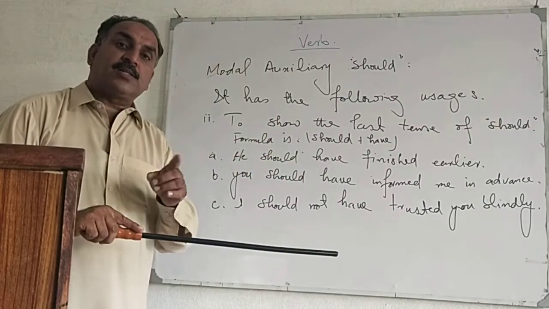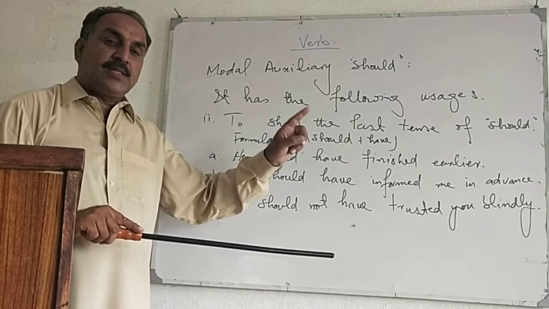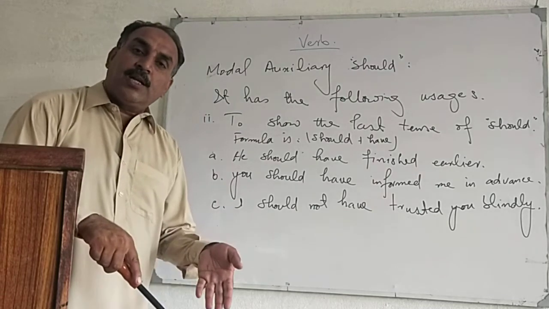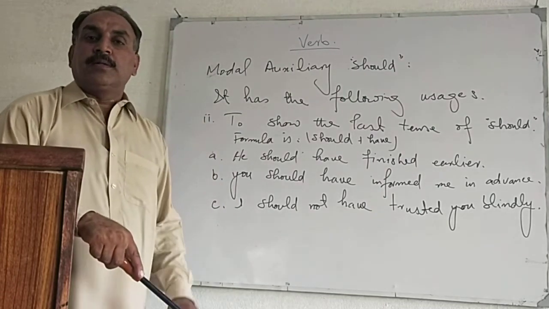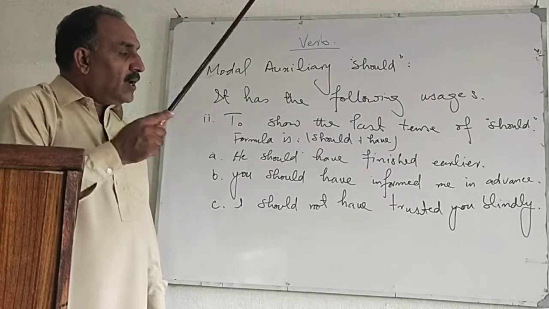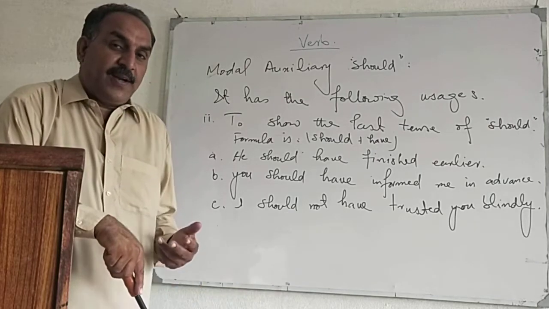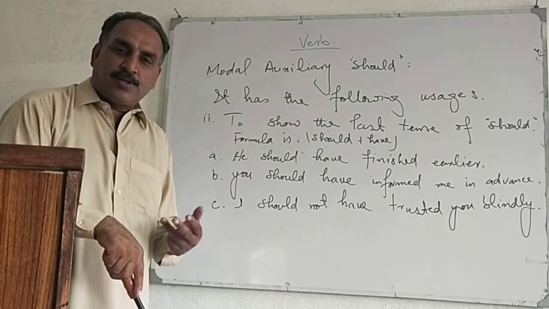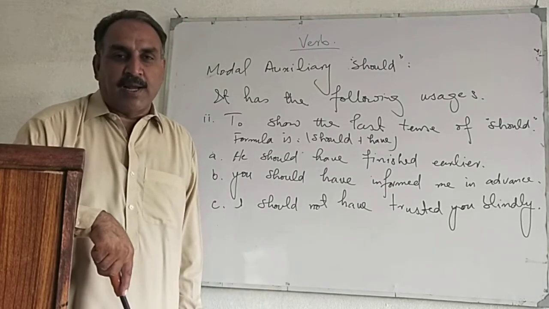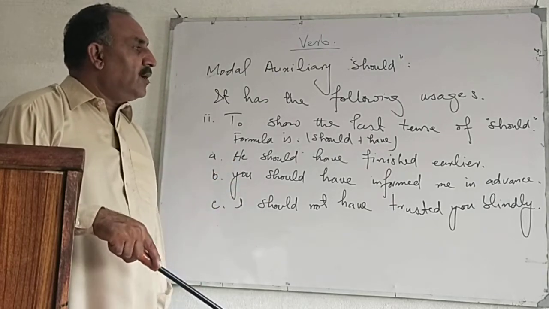Should is also a past tense of shall, but when we use it in the past form, so should plus have. You should have informed me in advance. Now is the time that you are telling me. You should have informed me in the past. Should is used with have to show the past tense. Okay? I should not have trusted you blindly. This is a necessity. You are repenting. You trusted someone and then you say, oh, I shouldn't have done it. I shouldn't have trusted you blindly. So this is the second usage of should.